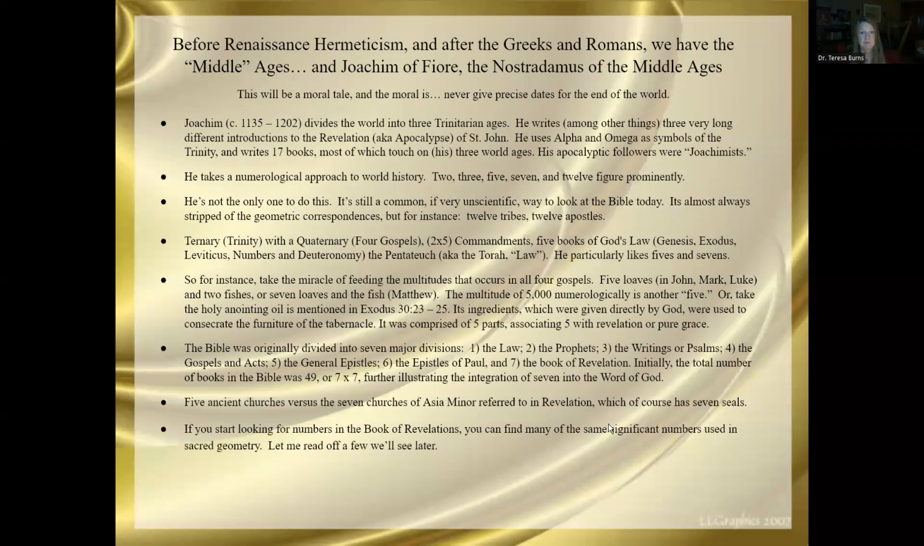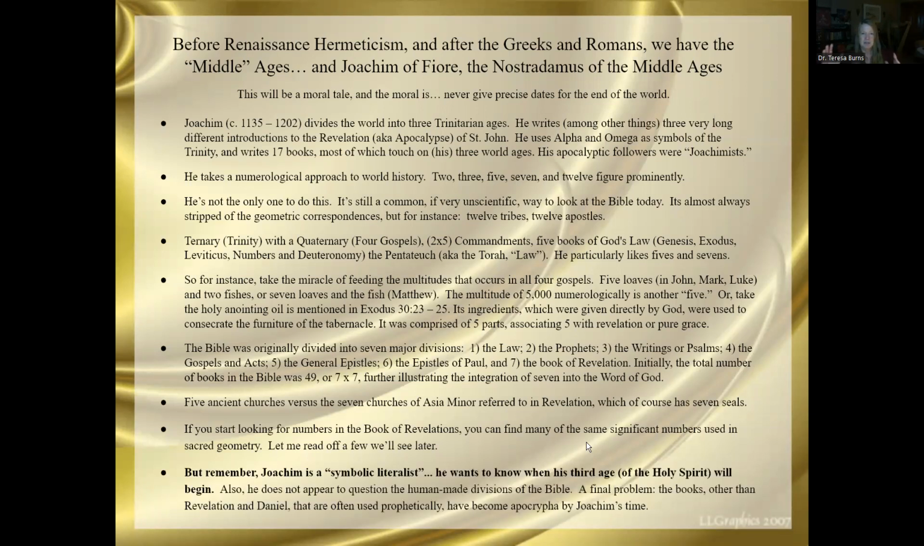And this continues. Revelation is an incredibly visual, numerically heavy, symbolic text that people have enjoyed speculating about, I guess, since it was written. Okay, but the problem with, say, Joachim of Fiore and everyone else in the Renaissance who has read Joachim of Fiore, is he's a literalist. He uses biblical symbolism to come up with a literal date when his third age, the age of the Holy Spirit, is going to begin.